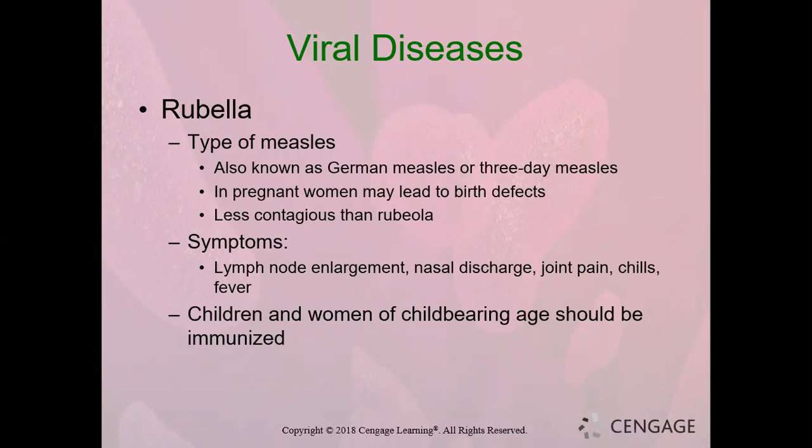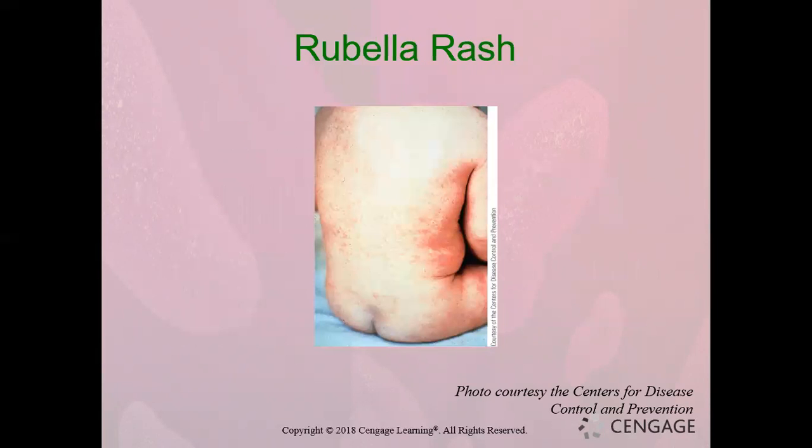Rubella is a type of measles. This is also known as the German measles or 3-day measles. In pregnant women, this can lead to birth defects, and it is less contagious than rubeola. They're going to have lymph node enlargement, nasal discharge, joint pain, chills, fever, but children and women of childbearing age should be immunized. And there's the rubella rash. Some of these pictures are old because we had gotten rid of them, but now these things are making a comeback because people are not vaccinating.